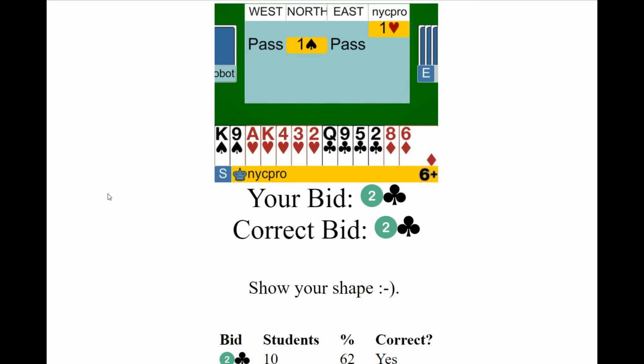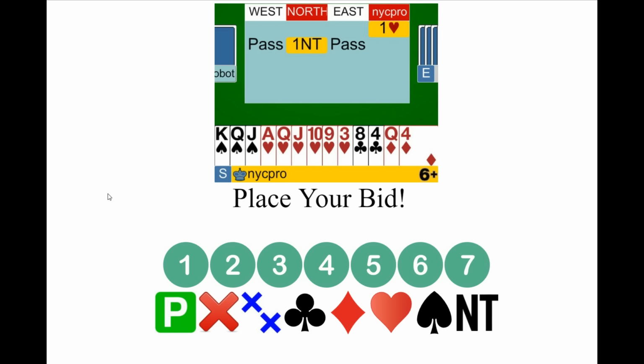All right, let's take a look at the next hand here. And this time we've opened a heart and partner bids one no. So one heart, one no trump. Your call.